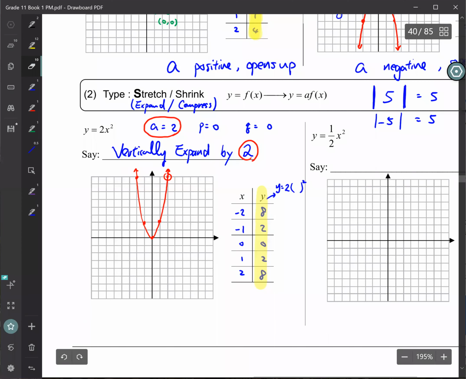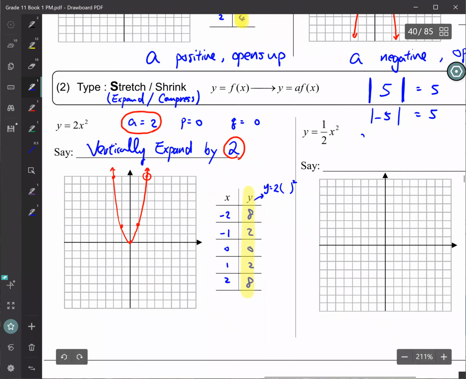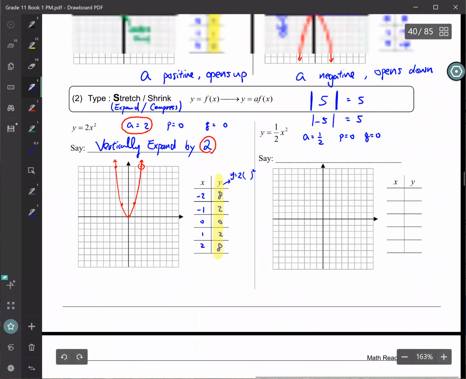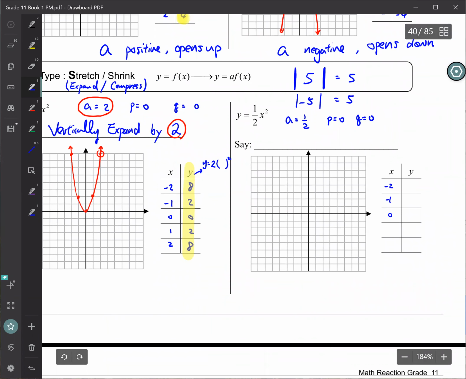The next one also has an A value. A is half now. P is 0 and Q is 0. We're going to do the same thing: -2, -1, 0, 1, 2. And for the y, you need to take 1/2 times x squared. Same drill as before. Please complete the table and graph, and raise your hand when you're done.